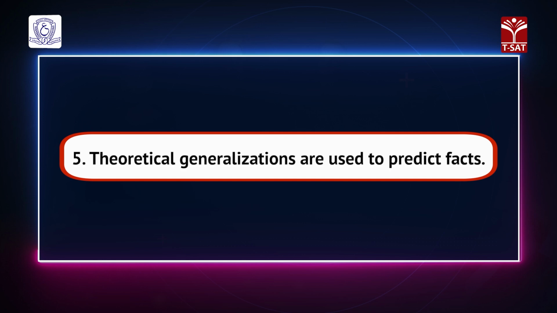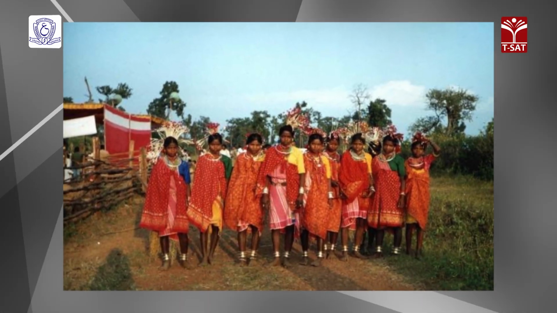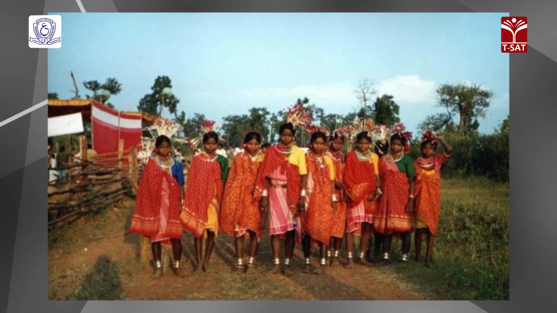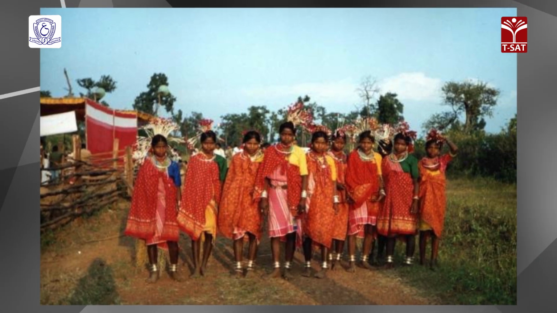5. Theoretical generalizations are used to predict facts. The most obvious is the extrapolation from the known to the unknown. For example, we may observe that in a modern civilized community, there is rational thinking. From this, we may predict that if the modern way of life is introduced in a traditional rural or tribal community, its superstitions and wrong belief systems would decline.